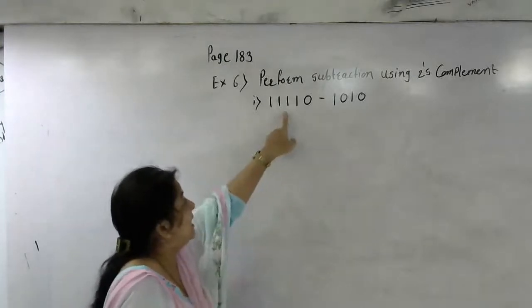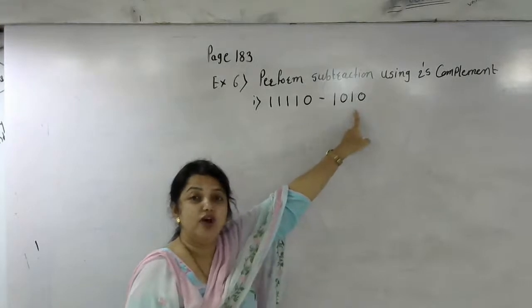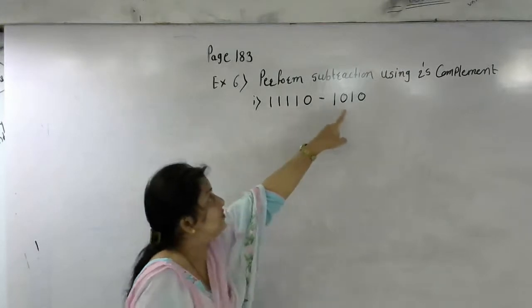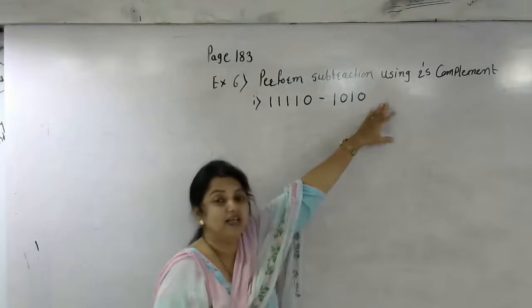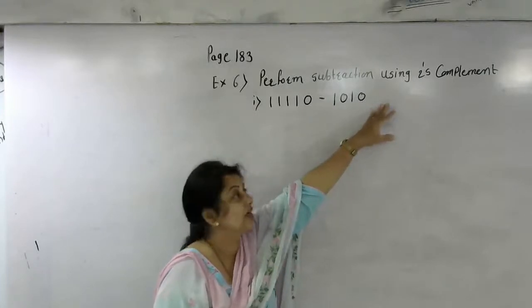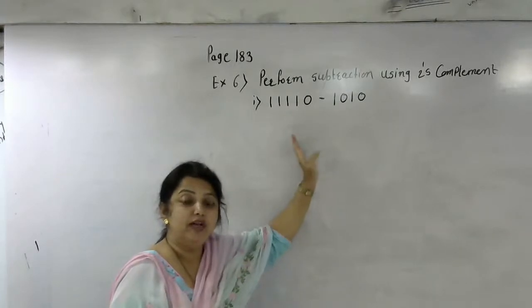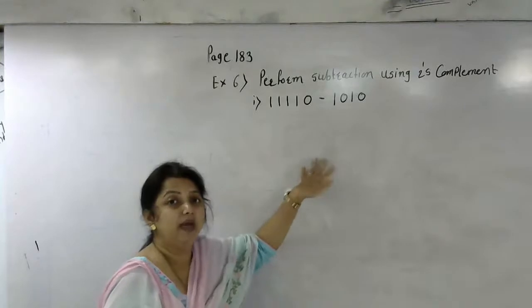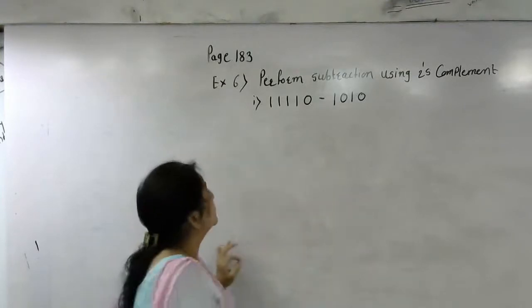This is our number A and this is our number B. Now what is the first step? We have to make an equal number of bits for both the numbers. So this one is a 5-bit number, this one is a 4-bit number. If we add zeros on this side, then the value of that number will change. But if we add 0 on this side, the value of that number will remain the same and it makes no difference. But before doing that subtraction, we have to make an equal number of bits.